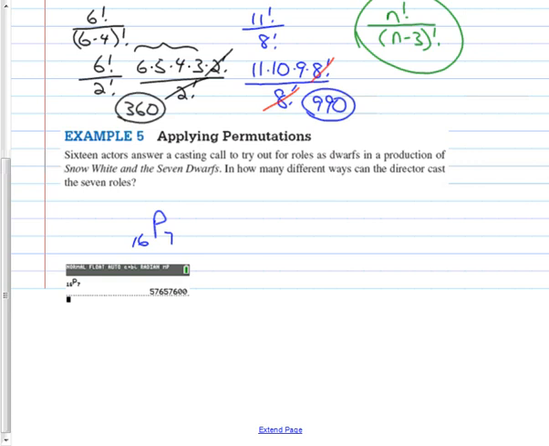So when you are the casting director, there are, what is that? Put my commas in. 57,657,600 different ways you can cast 16 people in the role of 7 dwarfs. I would like you to list them. No. All right.